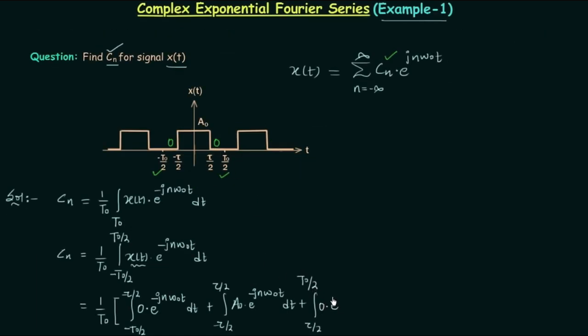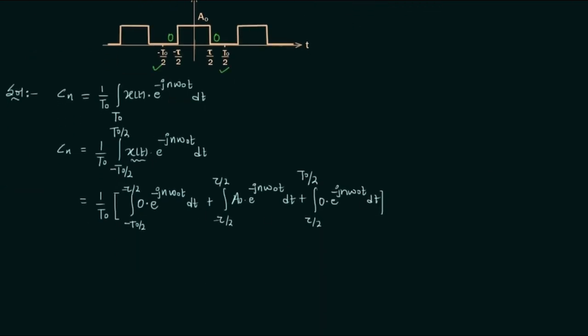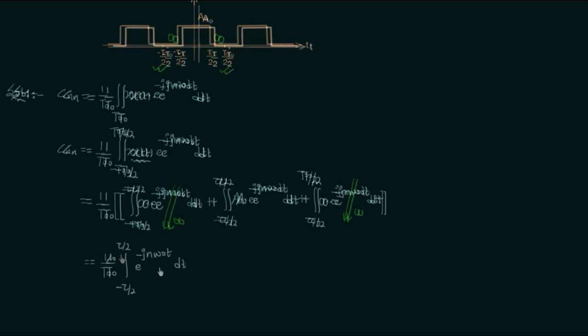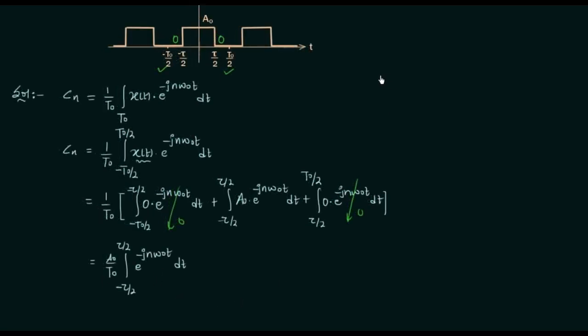So 0 multiplied by e raised to power minus jn omega naught t dt. Now from the first and third integrals, we are going to get 0 as the final result. So we have 0 from the first integration and 0 from the third integration. So we are left with 1 divided by t naught. Let's say minus jn omega naught t is equal to theta.